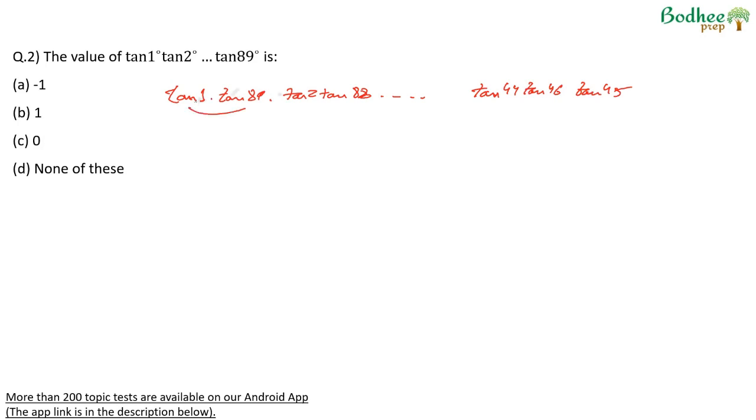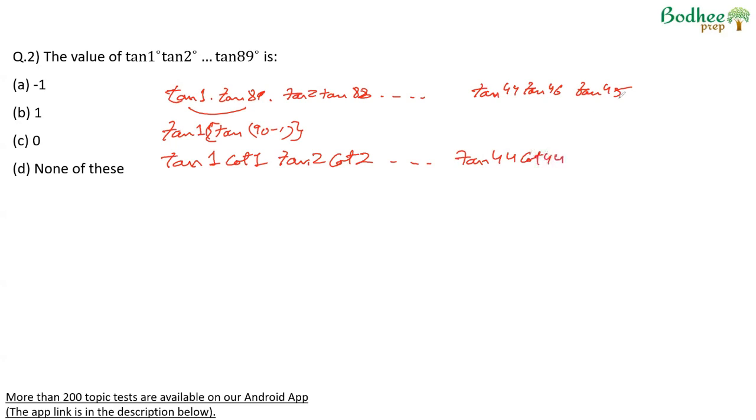If you look at this product, tan 1 into tan 89 can be written as tan 1 into tan of 90 minus 1, and 90 minus 1 is in the first quadrant. Because of 90, tan becomes cot. So this will be tan 1 into cot 1. Similarly, tan 2 into tan 90 minus 2, which is cot 2, and so on till tan 44 into cot 44, and then tan 45 as it is.